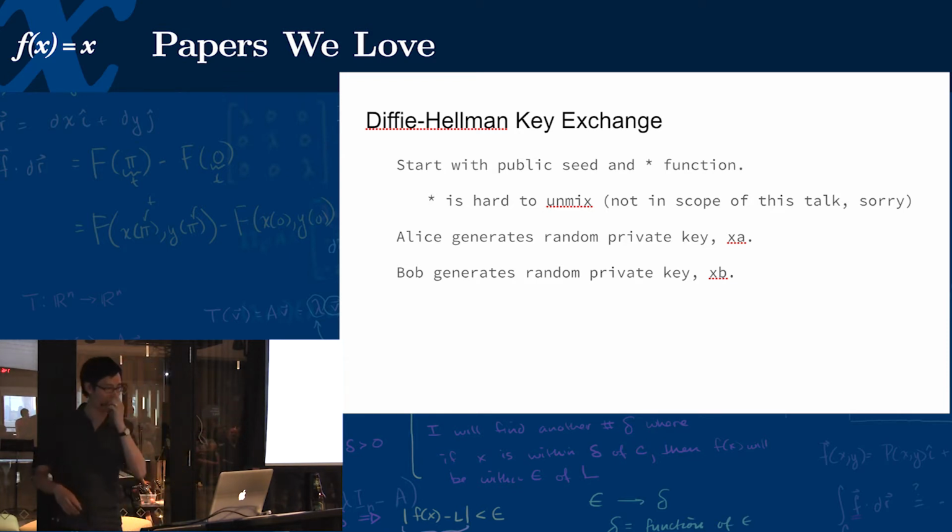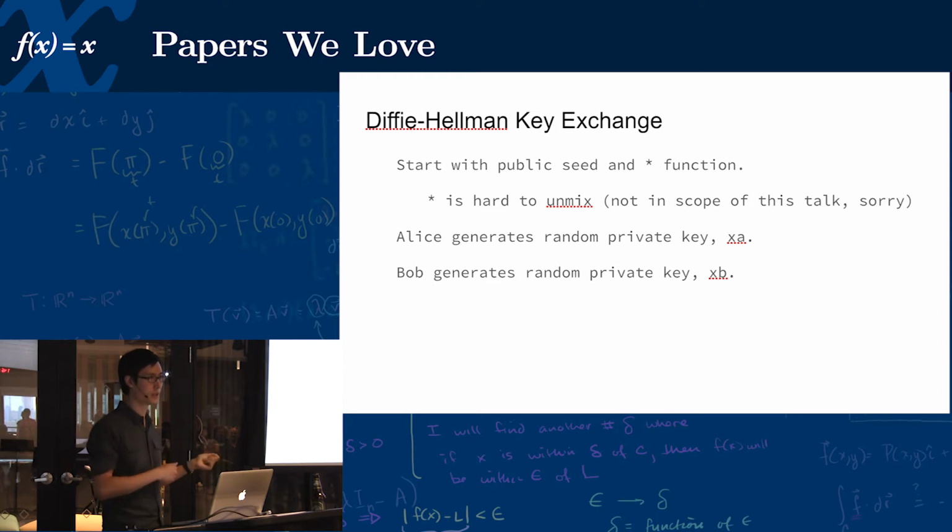But the basic idea is, I think, correct. So we start with a public seed and a star function. This star operator, and I'm only picking star because it will visibly be more clear what's going on. The property of the star operator is that it's hard to unmix. Star takes two arguments and produces a value, but if you have the value and one of the arguments, it should be very hard to get the other argument. I won't say exactly what the star function is. That's not in the scope of this talk.